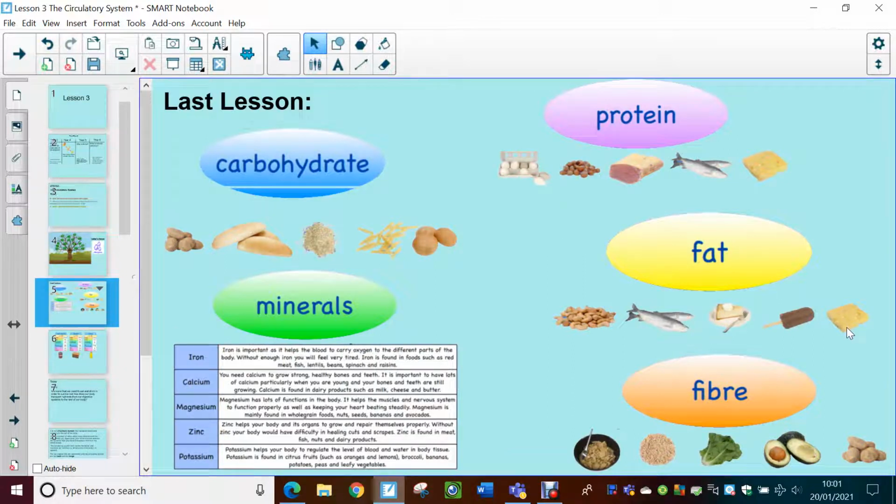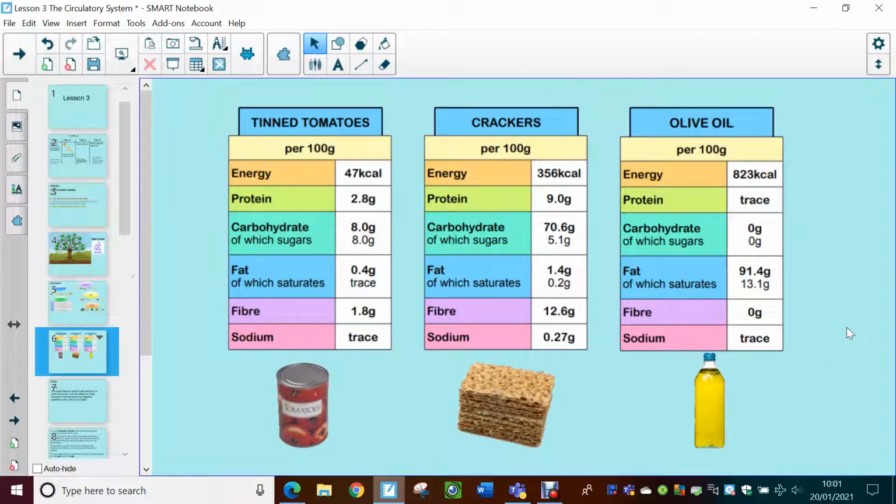Last lesson then we looked at carbohydrates, proteins, fats, fibre and minerals and what they provide for our bodies. Have a quick read in your book of last week's work to remind yourself of what those do. We also looked at food labels and how food labels provide us with information about things such as how much fat is in a food type, which allows us to make a sensible decision about what we are eating. So they're really informative.